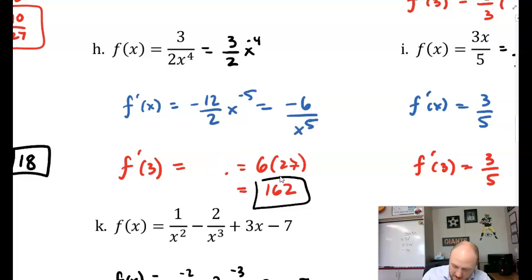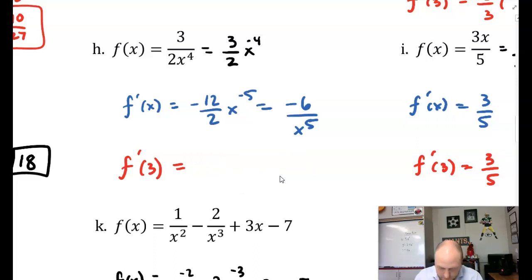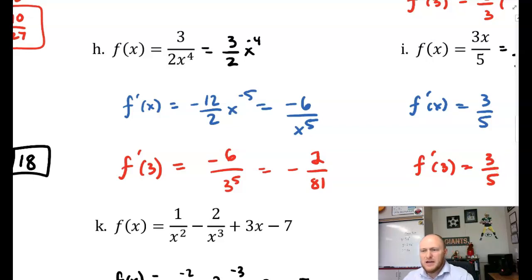And if we plug in 3, I believe by this time I've added an error note to the problem, but it would be negative 6 over 3 to the 5th, which gives you negative, I believe it was 2 over 81, yep, 2 over 81. So my apologies on that.